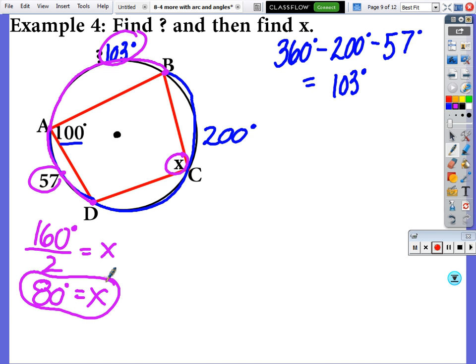Any questions? Yes, sir? Okay, yeah, so this amount is 100 degrees, right? And its intercepted arc, at an inscribed angle, is from here to here. So we will multiply that by 2 to find the arc. Good question. All right, so we found x, and done.